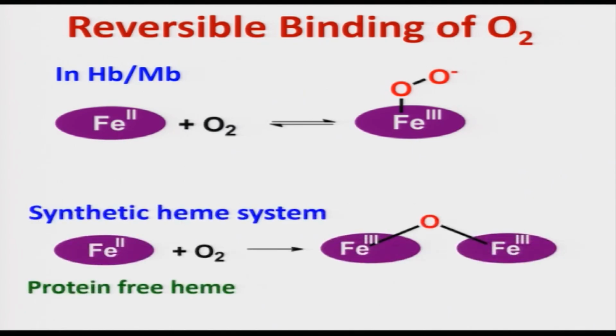In contrast, if one has a synthetic heme system without a protein chain, then dioxygen converts this iron heme center to a mu oxo dimer, which is no longer able to bind dioxygen. It is a very stable complex, and thus in synthetic heme centers the dioxygen cannot be carried reversibly. This I have discussed in detail in my previous lecture.